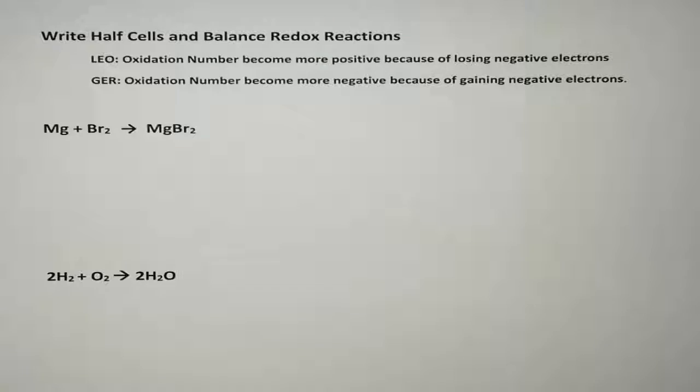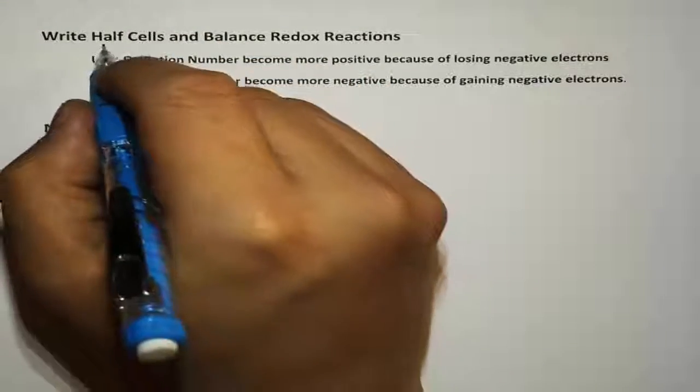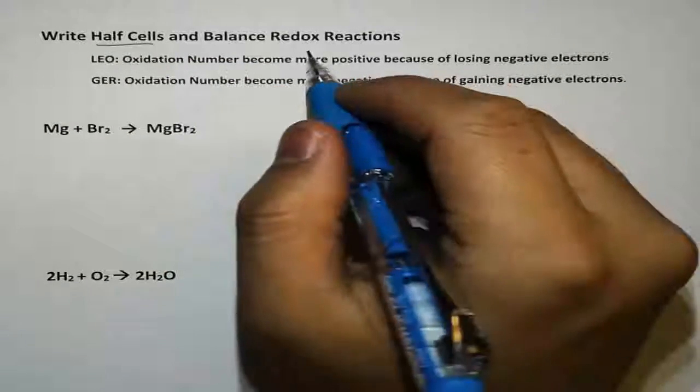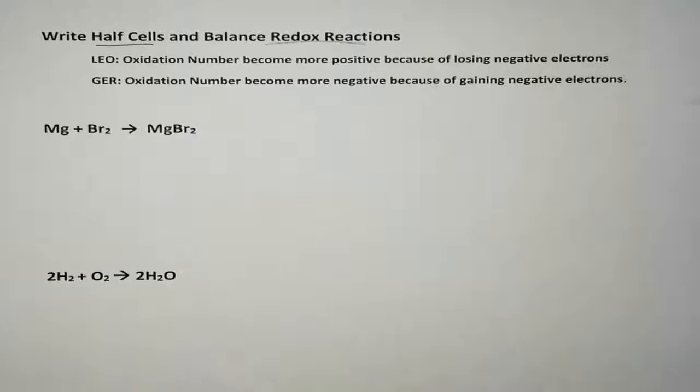In this lesson, we are going to learn how to write the half cells, or commonly known as the half reactions, and we can balance those half reactions that we will later use to balance a redox reaction. But for now, let's focus on writing the half cells.